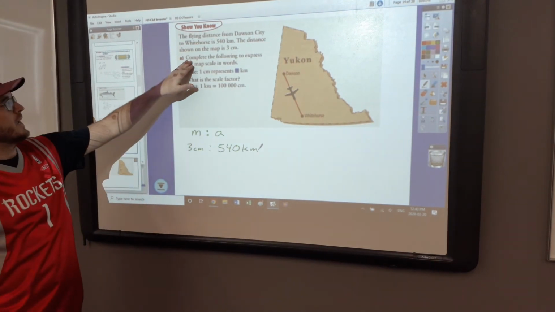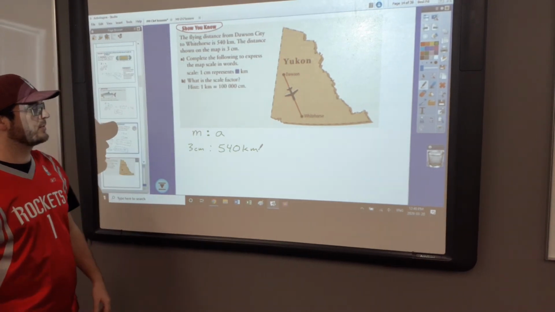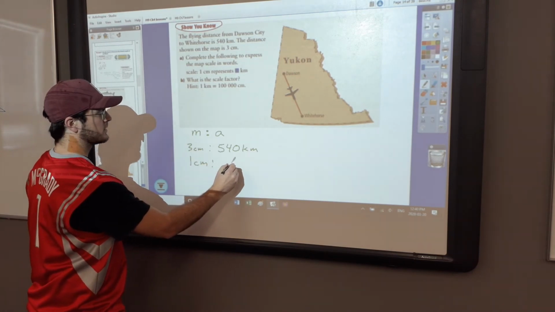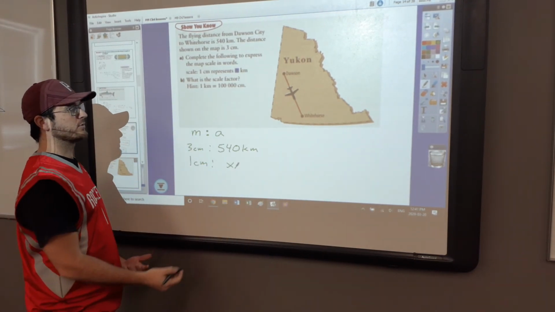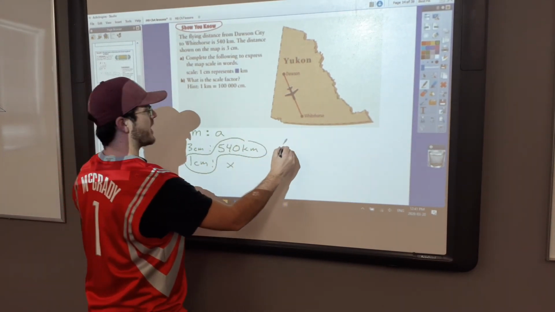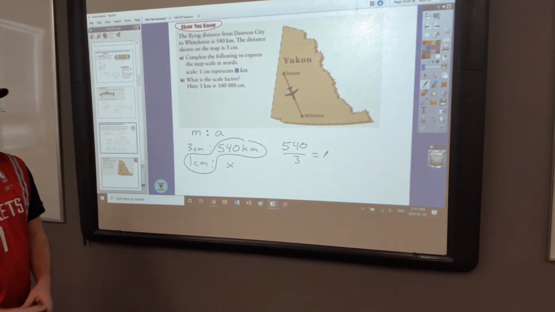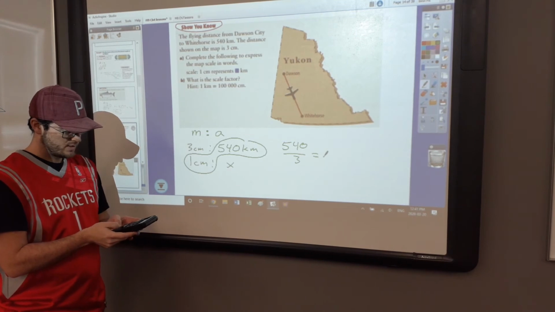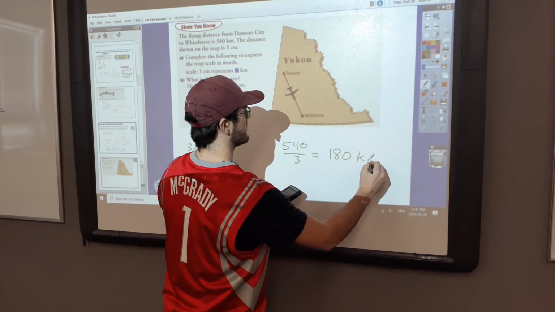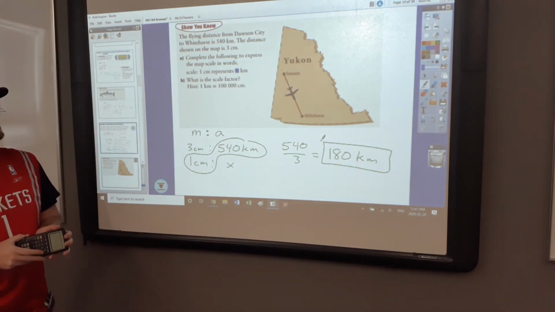And so we can do A, complete the following to express the map scale in words. 1 centimeter represents how many kilometers? Well, I can just plug this in as 1 centimeter equals what? And I can do the cross multiply and divide method. 540 divided by 3 will give me how much 1 centimeter equals in kilometers. 540 divided by 3 equals 180 kilometers. Okay, so 1 centimeter on the map represents 180.